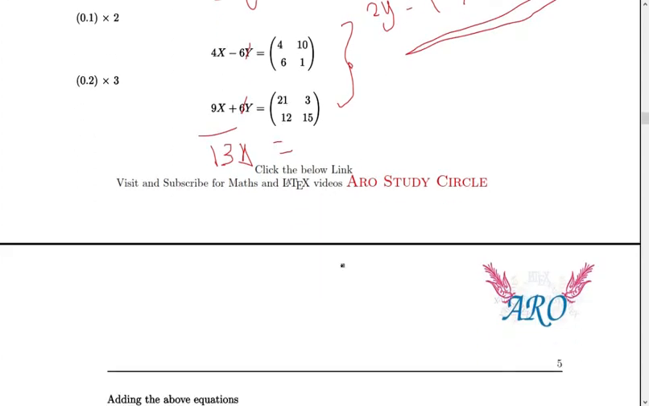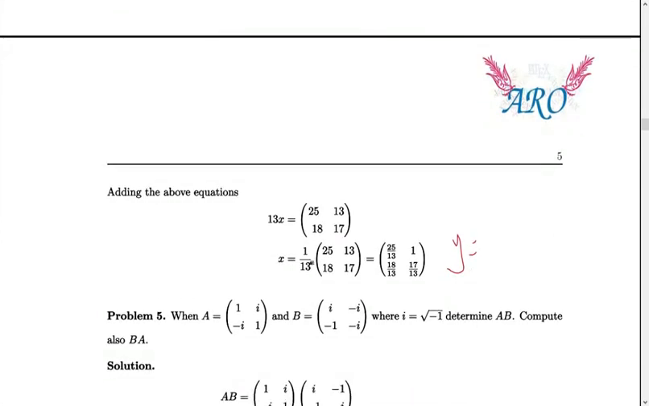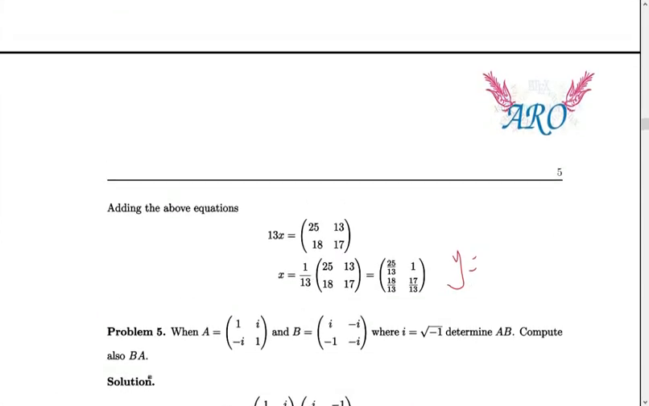Okay, so another problem, problem number 5. When A is equal to the matrix with entries 1, i, minus i, 1, and B is equal to the matrix with entries i, minus 1, minus 1, minus i, where i is equal to the square root of minus 1. It's the complex number. Determine AB. We have to find the value of AB and also BA.